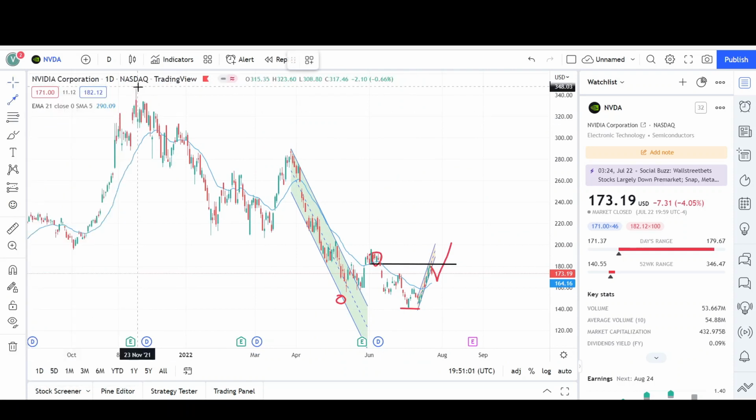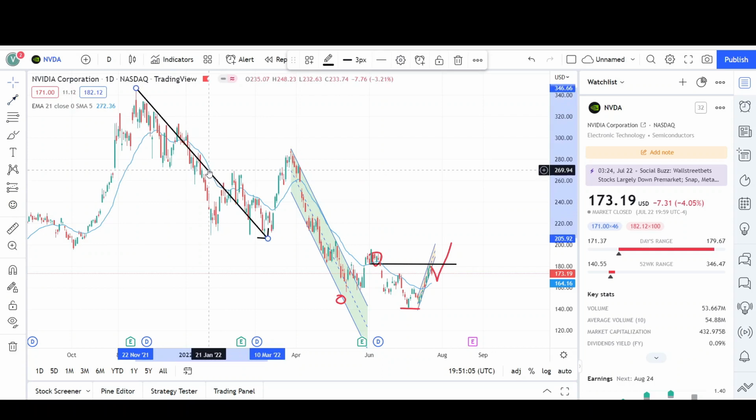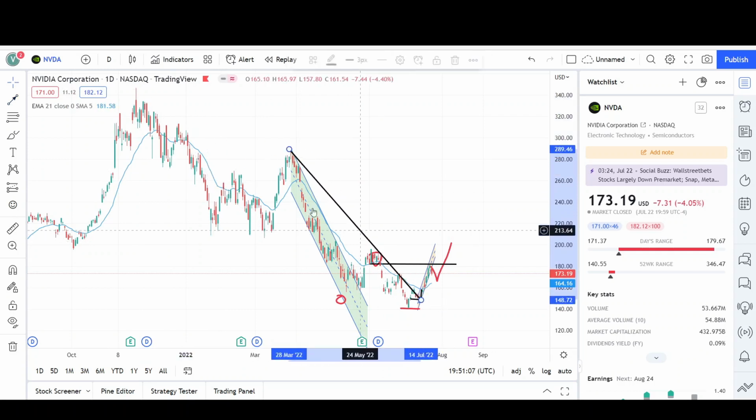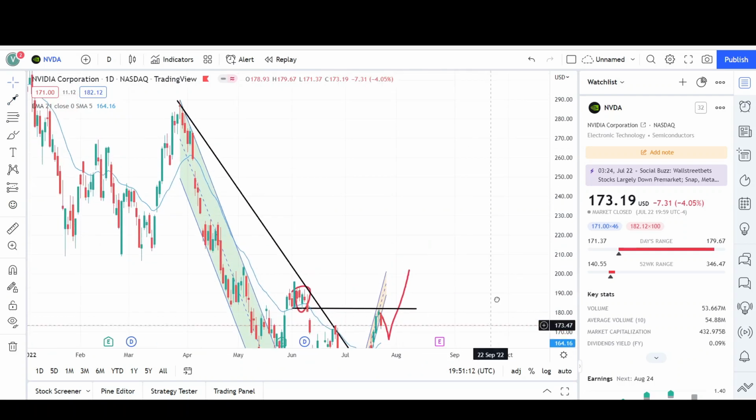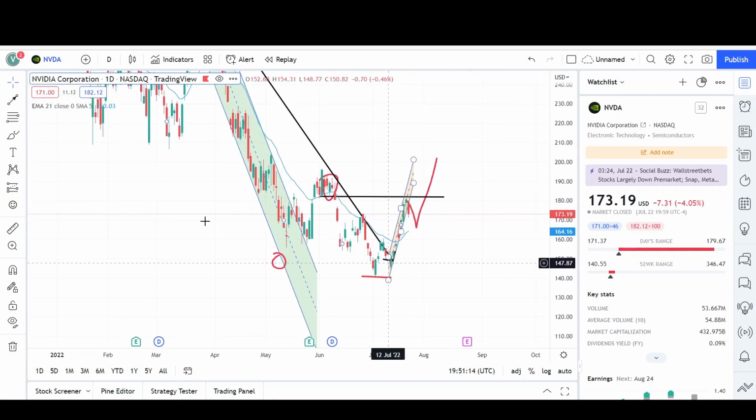Another reason why we should continue higher is that we made a long-term measured move. You can see that pretty much since November of last year, there was this large move down, and then ever since March, we've been in the process of making the second leg down, and just a couple weeks ago, we hit that measured move. So that's a very good sign.